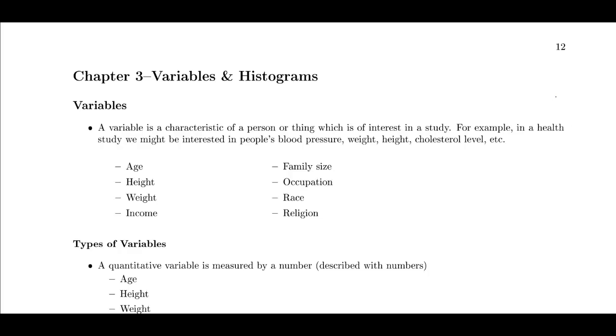Chapter 3 is about variables and histograms. First, we're going to talk about variables. A variable can be any characteristic of a person or thing that we want to study. So for example, in a health study, we might be interested in people's blood pressure, weight, height, cholesterol level, etc. More variables that we could talk about could be age, height, weight, income, family size, race, religion, etc.